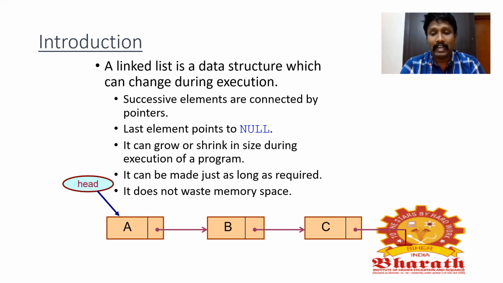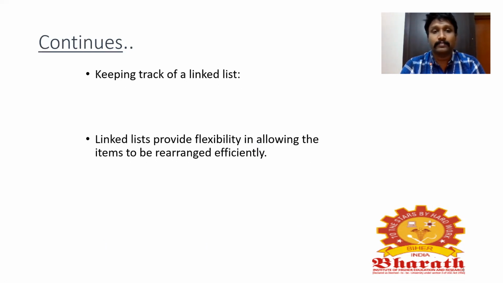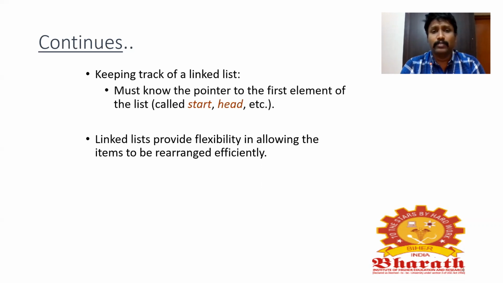The last node will have a null pointer, which states that there is no way of traversal; no address has been stored in the last node, the third node, so that it is said to be the last node. The starting node of a list is called the head. So this is about the linked list. For traversing the linked list, you must know about the pointer. The pointer points to the first element of the list, which is called the start or head, the starting point of the list.